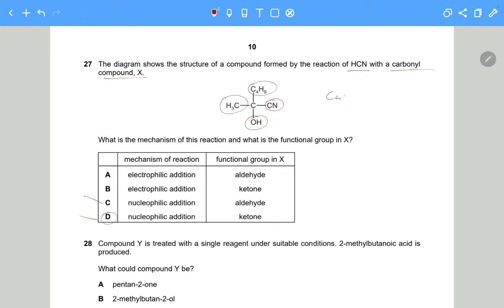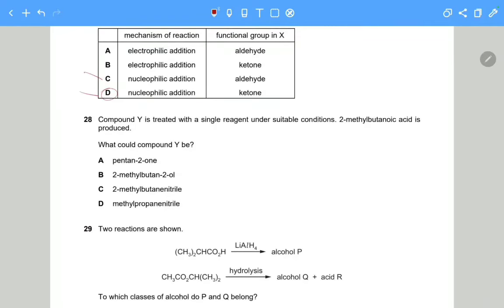So the carbonyl compound initially must have been C4H9, COCH3. This is a ketone because it has two R groups. So D is the answer.